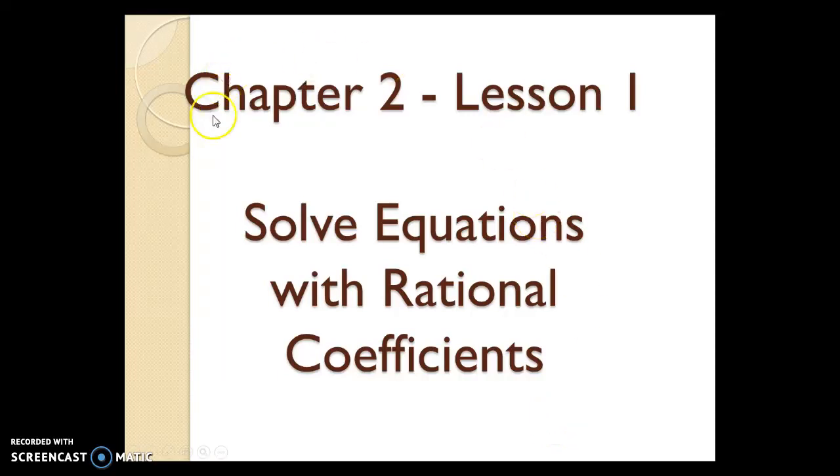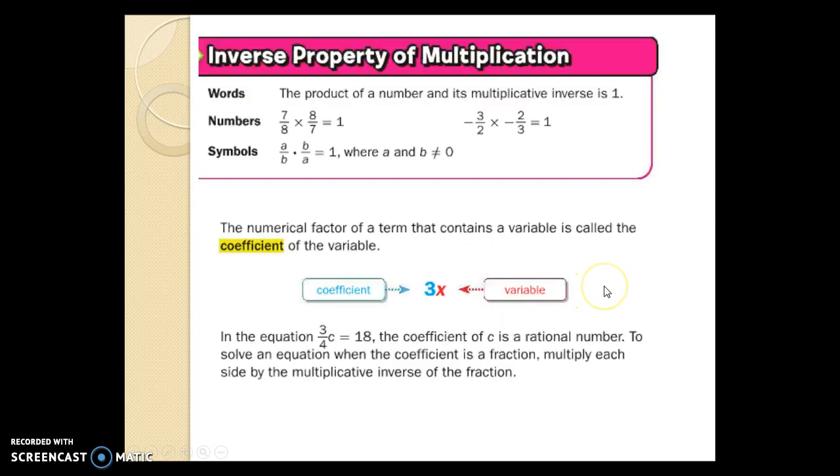Hello, today we're going to talk about Chapter 2, Lesson 1. This is solving equations with rational coefficients. When we talked about the word rational the other day in class, we were talking about fractions or decimals. So today we're going to talk about equations where we're going to have to either multiply or divide by decimals or fractions. So let's take a look at our lesson.